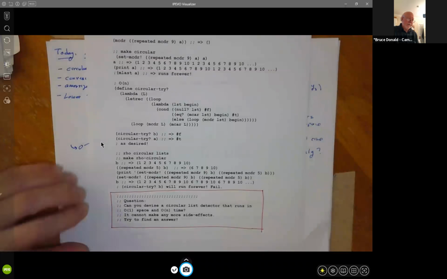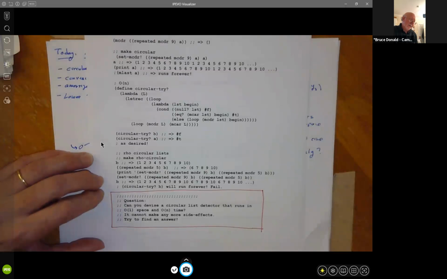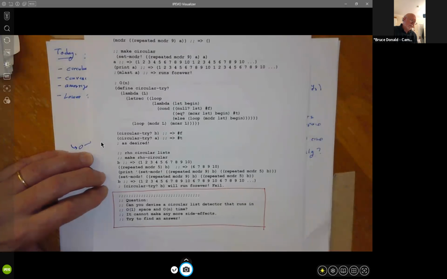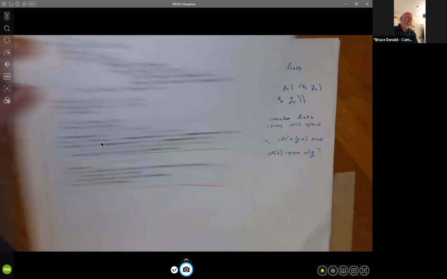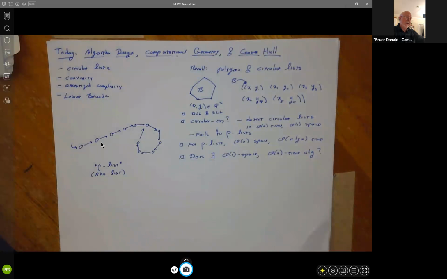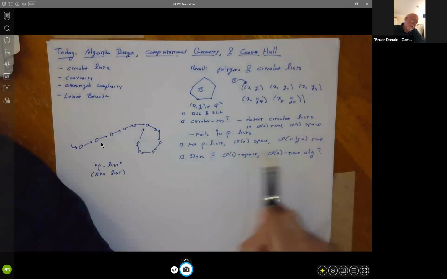And when you're done, you either fall off the list or you begin again, which is fine. But we encountered, when we produced a rho list, that even circular-try would run forever. So I posed the question: can you devise a faster algorithm, or a decent algorithm? And we came up with some initially.